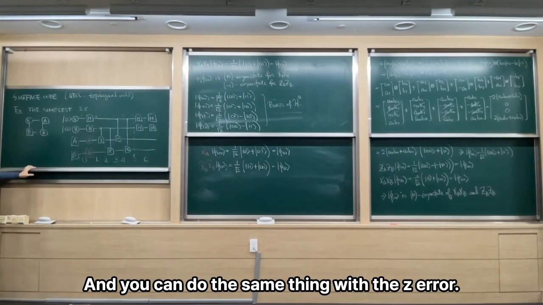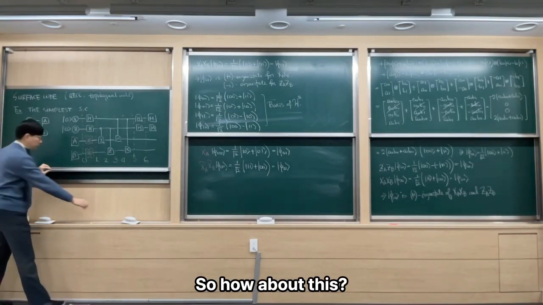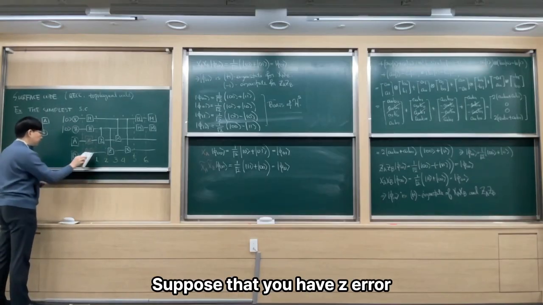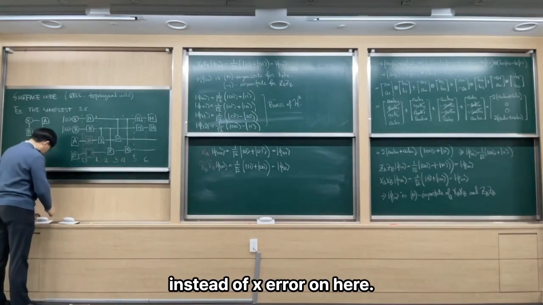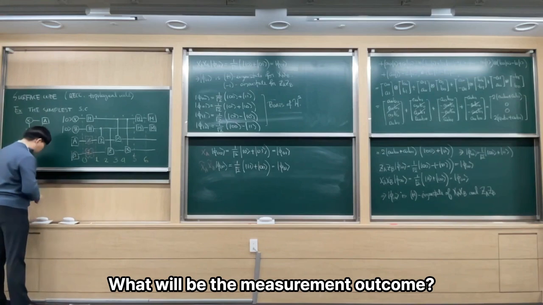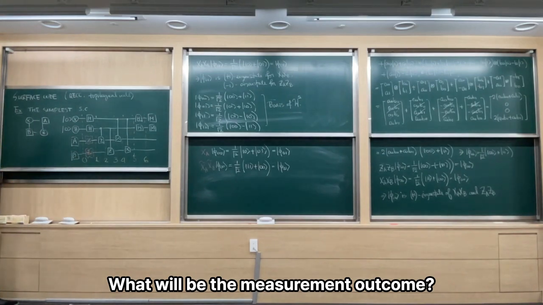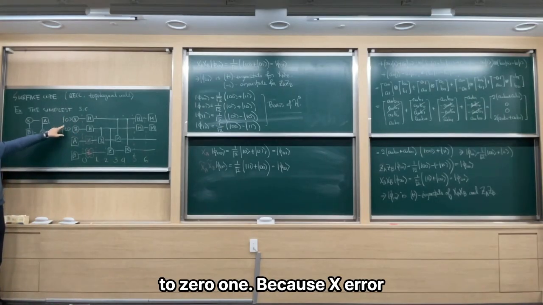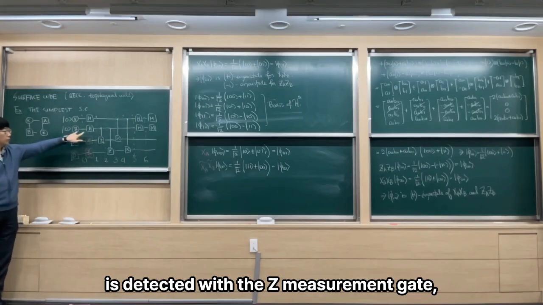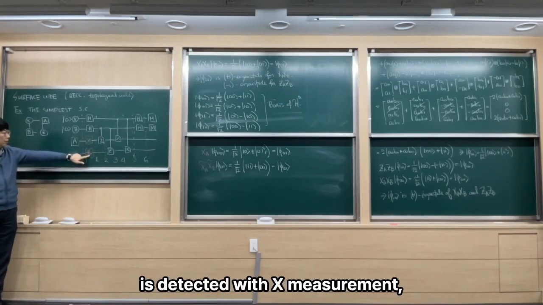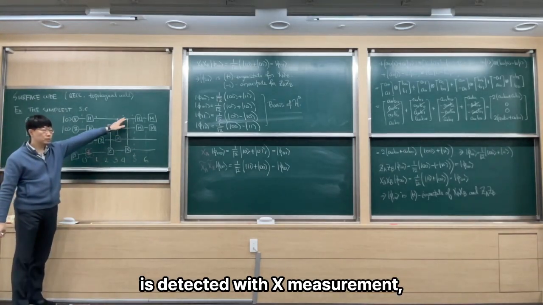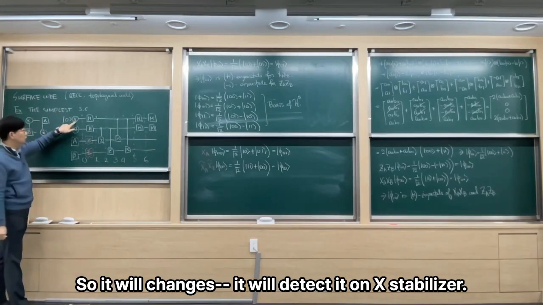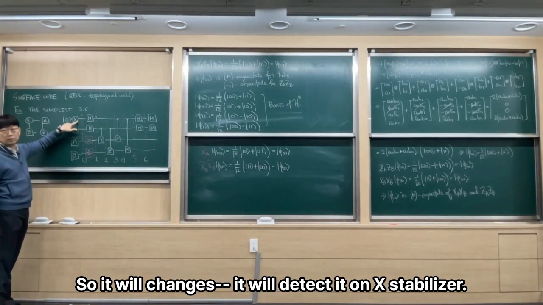And you can do the same thing with a Z error. So how about this? Suppose that you have a Z error instead of an X error here. What will be the measurement outcome? An X error changes the measurement outcome to 0, 1, because an X error is detected with the Z measurement gate, and a Z error is detected with the X syndrome measurement, right? So it will be detected on the X stabilizer.